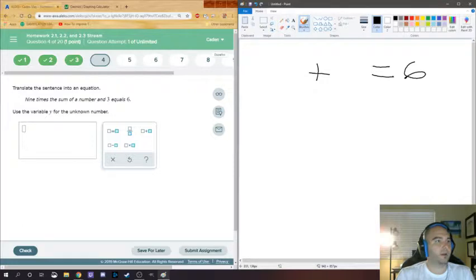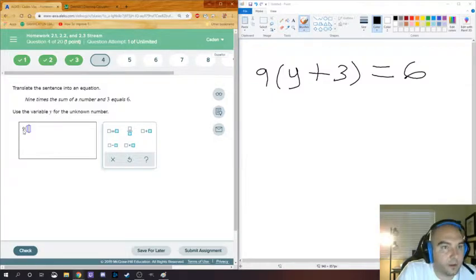That's addition. A number and 3. The problem says use y for the number. So I'm going to use y and 3. And then 9 times that sum, so with a 9 on the outside. There you go. 9 times (y plus 3) equals 6.